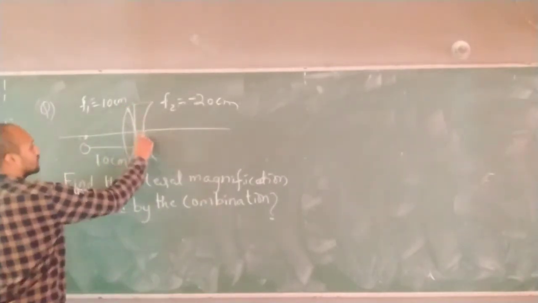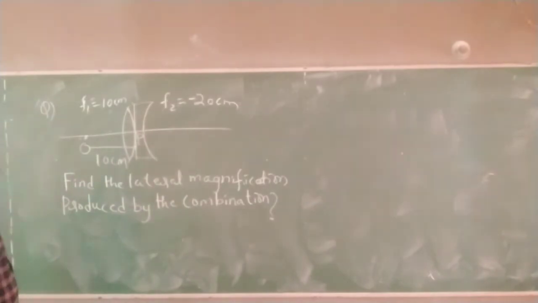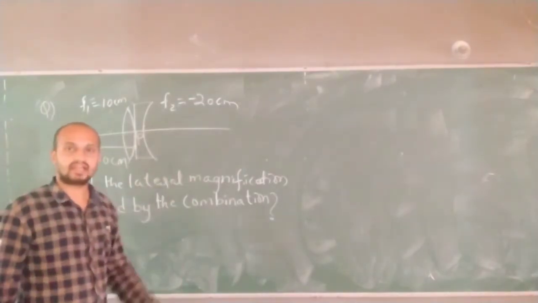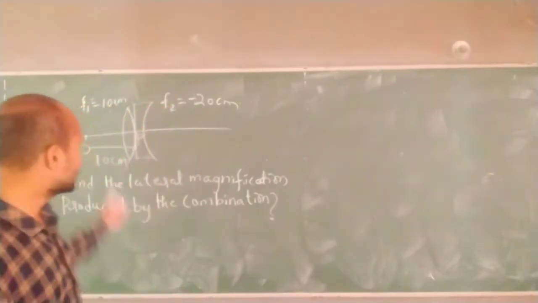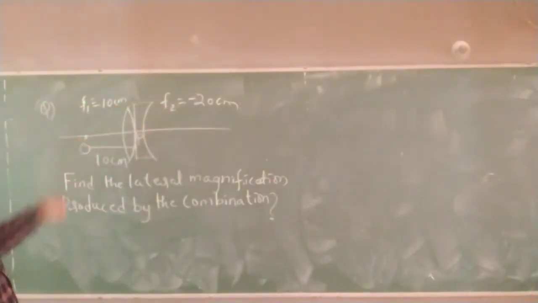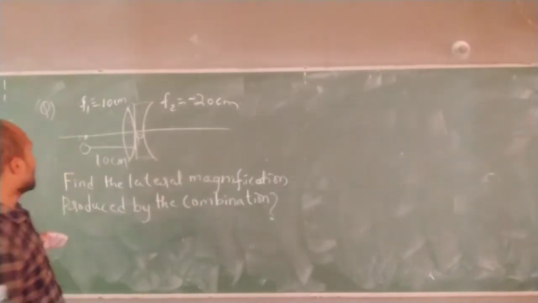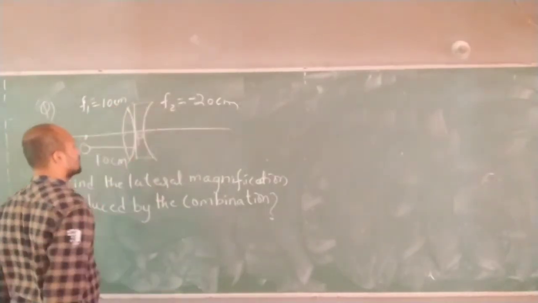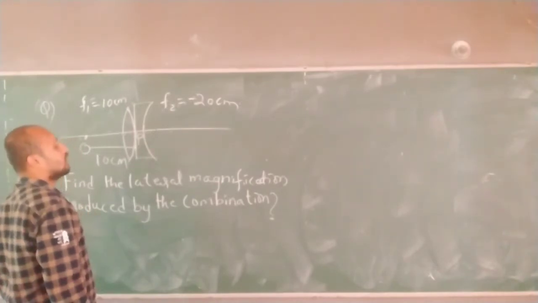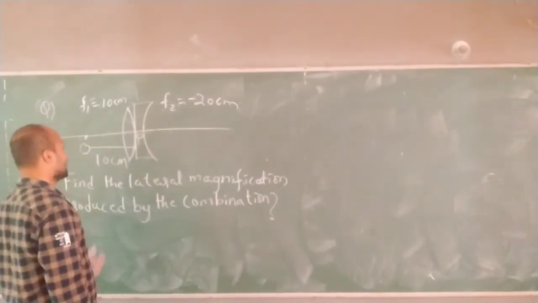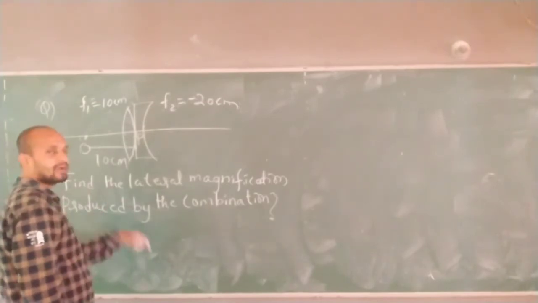One way is to find the final image, and then M is equal to V by U. Using the combination of lenses, first I will find the equivalent focal length. Then, using the lens formula, I can find the final image distance, and from that I can find the magnification.